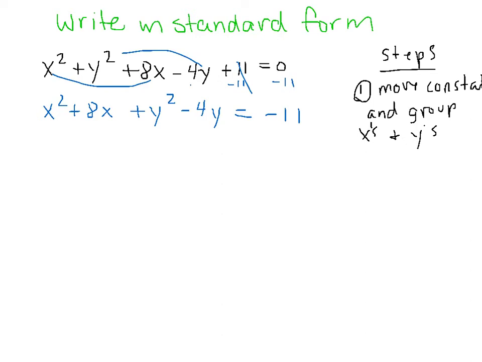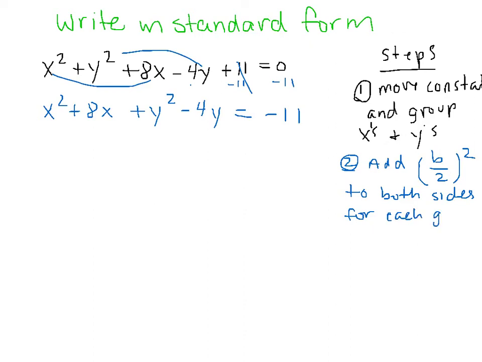Notice this negative 4 stays with the y, so you don't want to change any of their signs, just leave their signs as is. The second thing we want to do is add b over 2 squared. If you remember, that's what we always added when we complete the square, to both sides for each group. Okay, so we have our x's and we have our y's, so we're going to have to complete the square for each one of those.